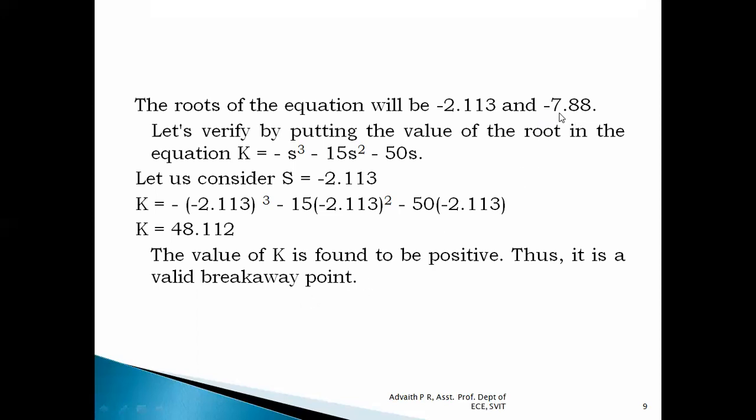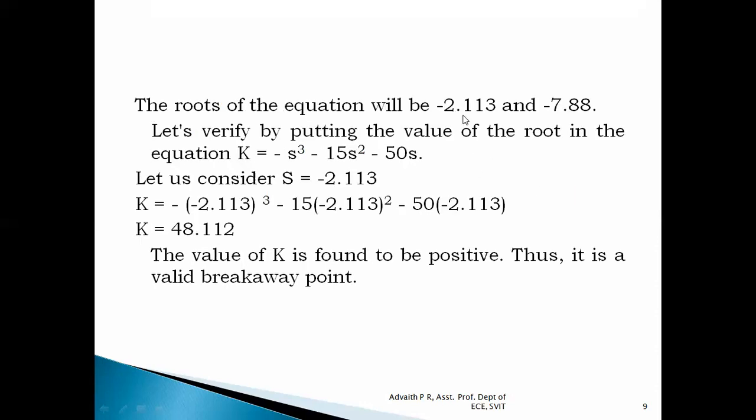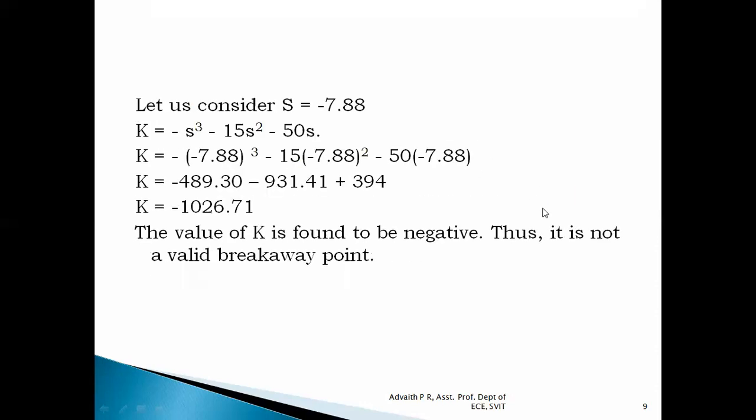Similarly, let us verify minus 7.88. We already know that it cannot be taken as a valid breakaway point, but let us prove that. Let us consider s equal to minus 7.88, and place this s value in the K equation. When we substitute that, we get a negative value. Because the K value is found to be negative, this s value, minus 7.88, cannot be taken as a valid breakaway point. So now we have found the breakaway point, which is minus 2.113.